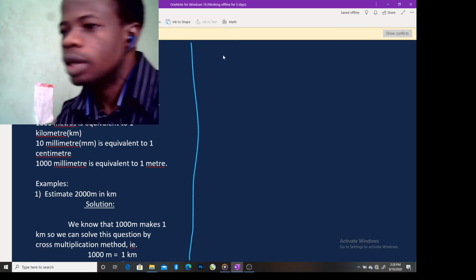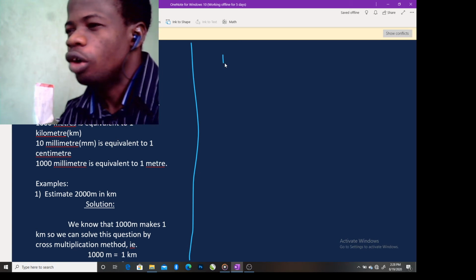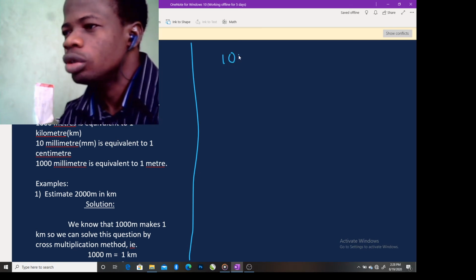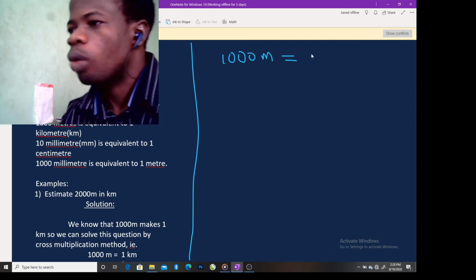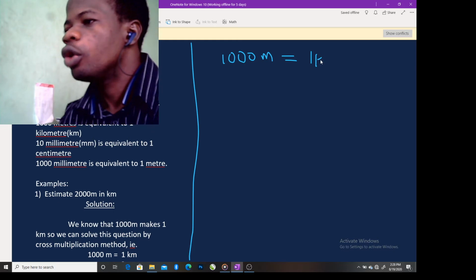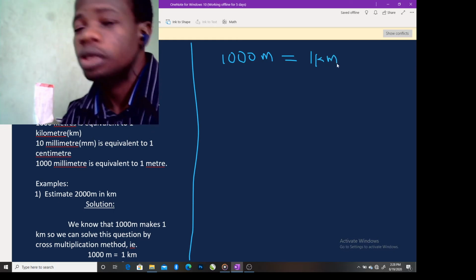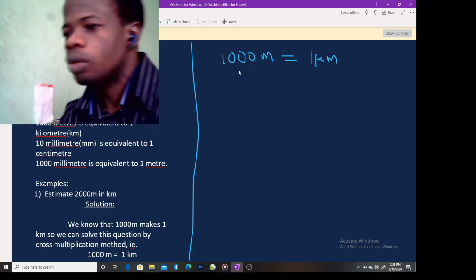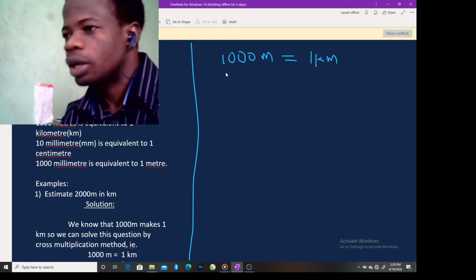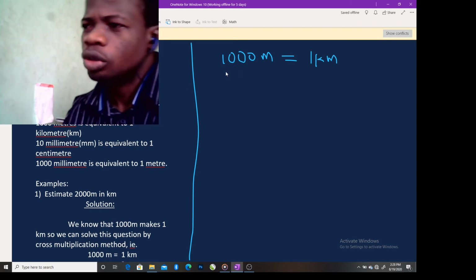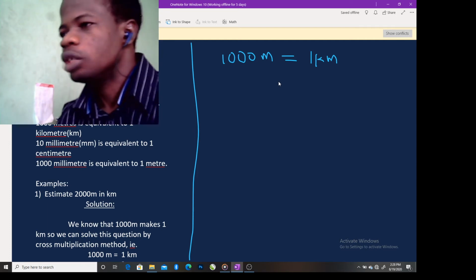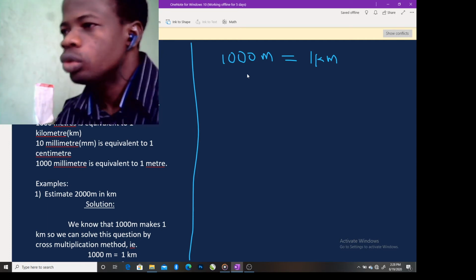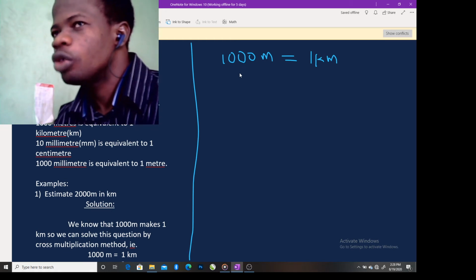So you can say now this will give us 1000 meters is equivalent to 1 kilometer. Sorry. So now you have to express 2000 meters. Write this under this. Let me change the question. You have to express 2000 kilometers in meters. So what do you do? How many? 2000 kilometers in meters.